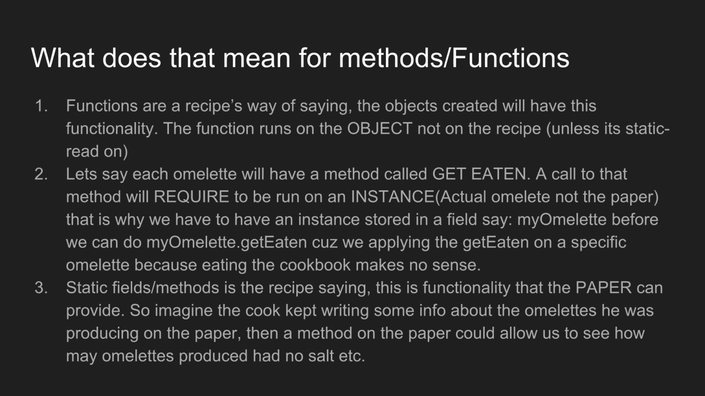If you want to do a certain kind of functionality on that information or on the paper, let's say the cook wants to know, hey, how many omelettes I made today which had no salt in them. That kind of functionality should be static. Why? Because that functionality does not require a specific instance of an omelette. You're not talking to one omelette and asking him, "Hey, how many omelettes have no salt in them?" And that omelette will be like, "I have no idea, man. I only know how much salt I have. I have no idea what the others have." So this method will be a static method.